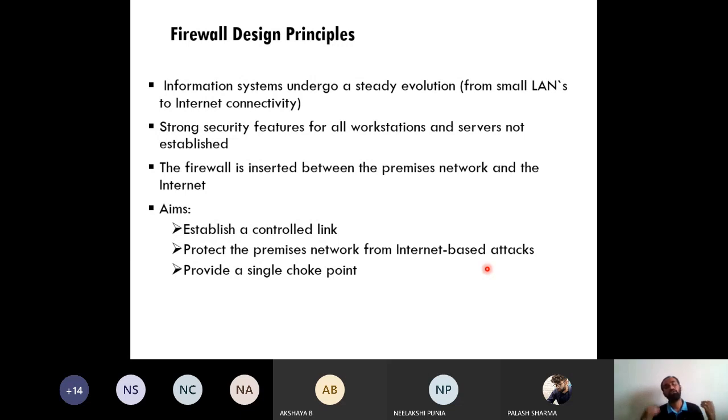But for the same campus, if there are 10 or more doors, or multiple ways where people can enter the college campus, then the checking process will be hard, because monitoring will be very difficult. So we need to make sure that there is a single access point from where the requests come, and that will be monitored by the firewall as well. So these are the three aims of implementing the firewall.